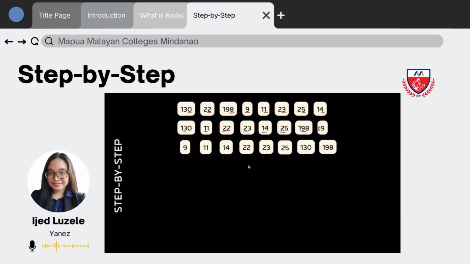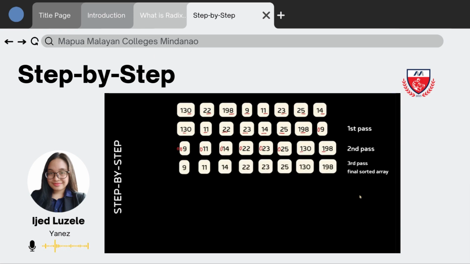So automatically, these 1 and 2 digit numbers will start with zeros. Then we have 1 and 1. And now we have our final pass and our sorted array: 9, 11, 14, 22, 23, 25, 130, and 198. That will be all for the step-by-step process of Radix sort.